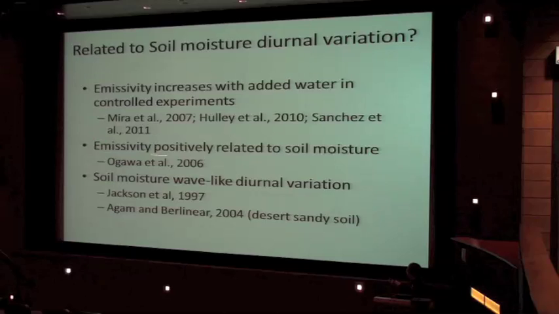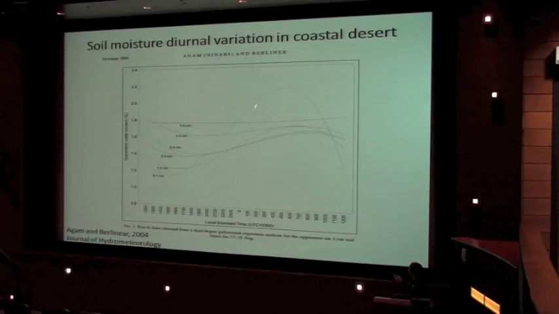So if the emissivity diurnal variation I showed in previous slides is related to the soil moisture, there should be soil moisture diurnal variation. That actually has been reported by these studies. As an example, this is the soil moisture diurnal variation at different depth. For the very top 1 centimeter of soil, there is very strong diurnal variation.